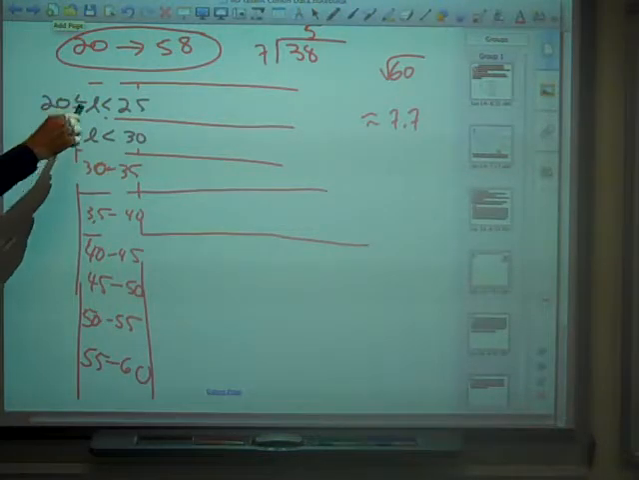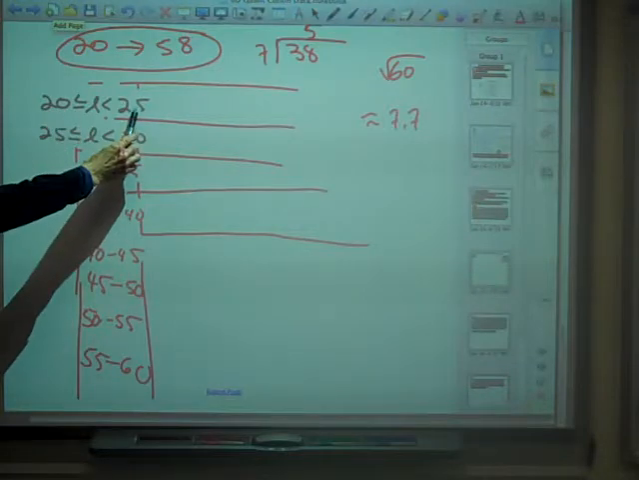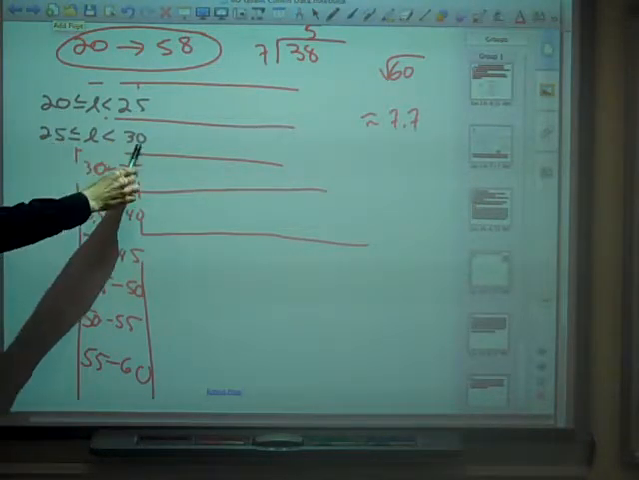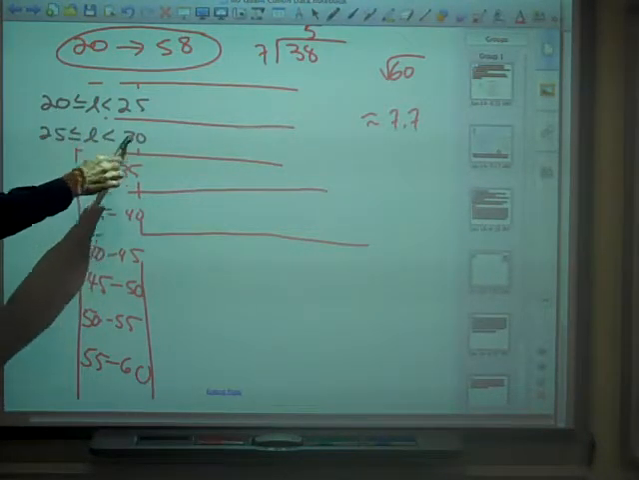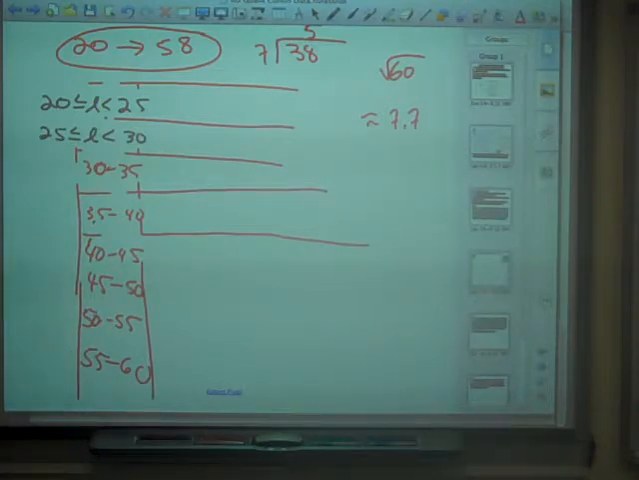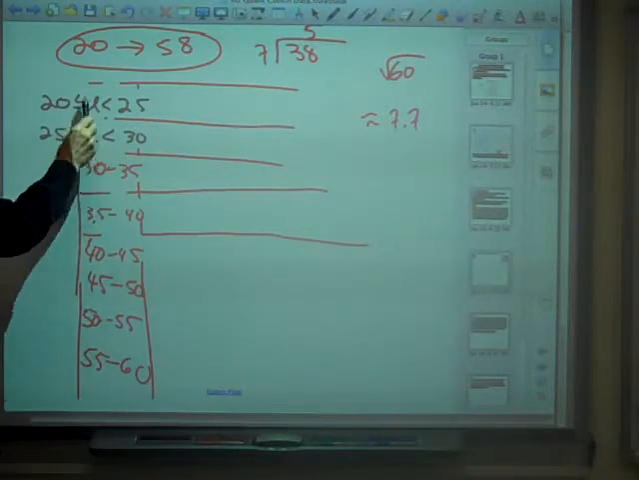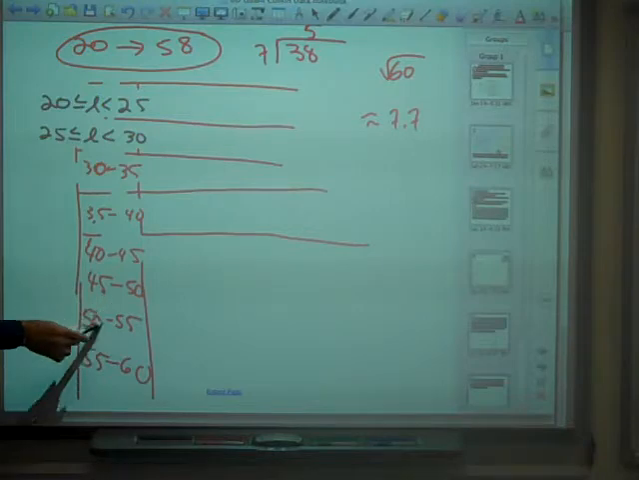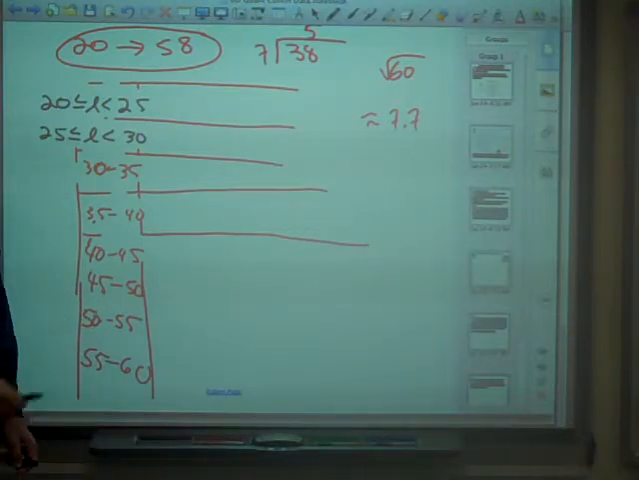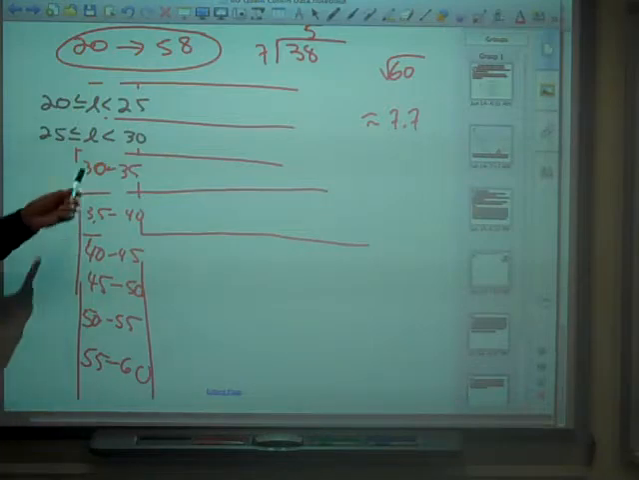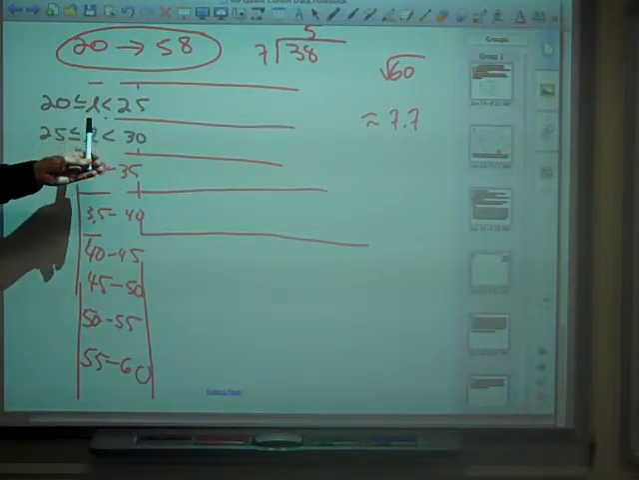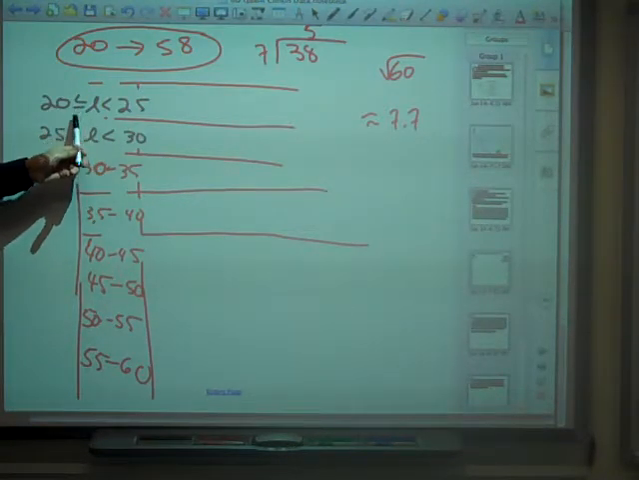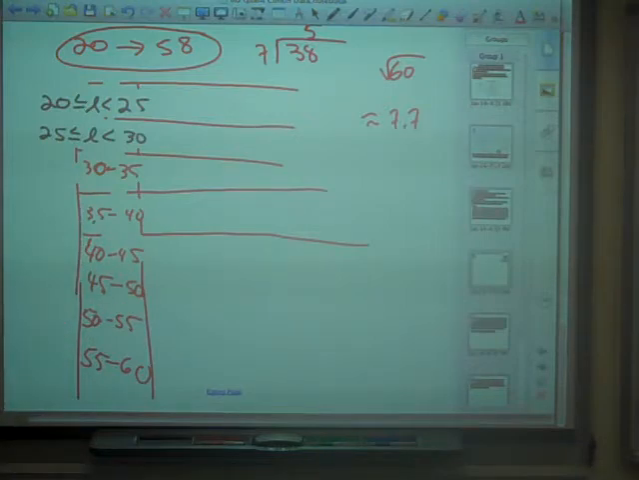So these are groups of 5, from 20 up to 25, 25 to 30. If we use groups of 5, we ended up with 8 bars in our bar chart. 1, 2, 3, 4, 5, 6, 7, 8. So we decided on 5 being okay. So make a little chart like this, please.